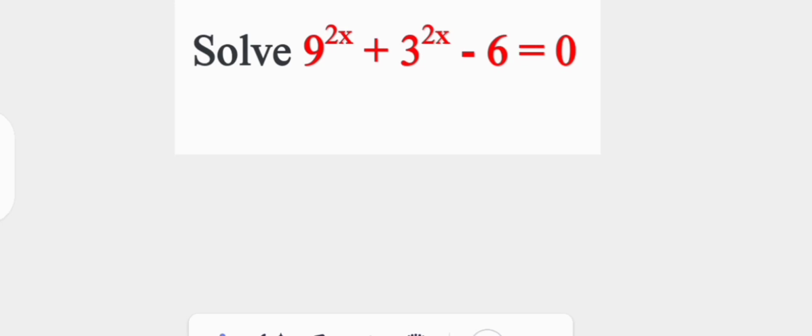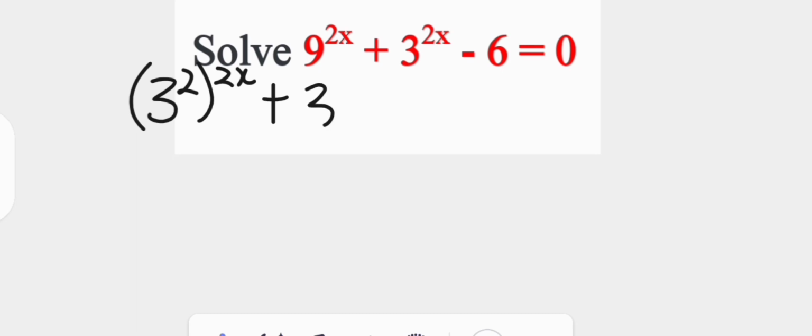Hello, in this tutorial we want to solve 9 to the power of 2x plus 3 to the power of 2x minus 6 equals 0. First, we write 9 as 3 raised to power 2, and that is raised to power of 2x, plus 3 raised to power 2x minus 6 equals 0.